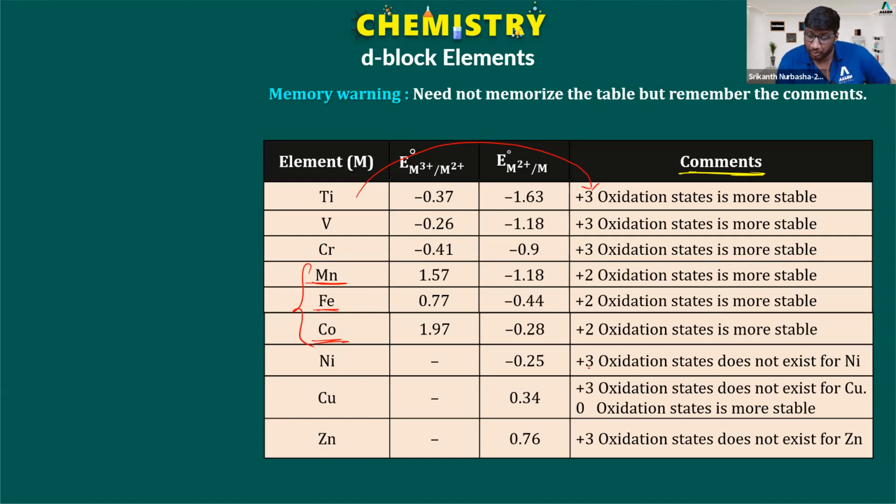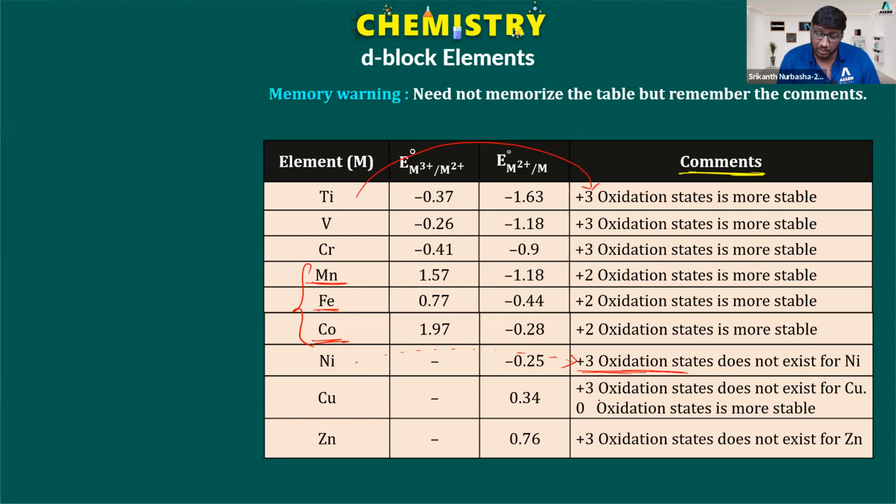For nickel, the +3 oxidation state does not exist. Yes or no? For nickel, +3 does not exist. Why? Because nickel is more stable in the +2 state. If you write Ni+2, you will have a d8 electronic configuration. The d8 configuration will have 6 electrons in the t2g and 2 electrons in the eg, if you look at the complex structures. And it has no tendency to lose one more electron to get the +3 state. So the +3 oxidation state does not exist for nickel.